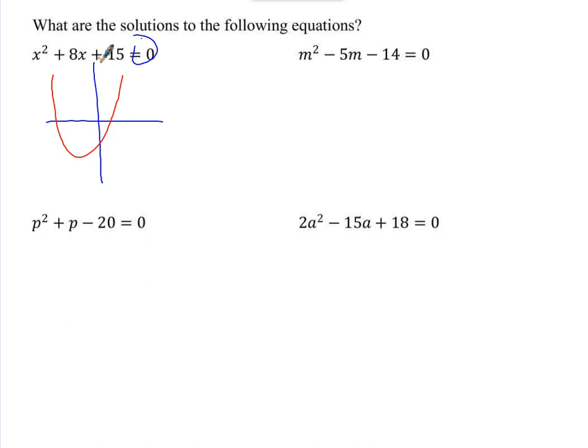2. It could look like this, where the vertex just touches the x-axis, which means how many solutions do I have? 1. It also could look like this, in which case how many solutions would I have? None. Yeah, 0. So these equations right here are parabolas, which means we're going to have 2 solutions, 1 solution, or no solution.